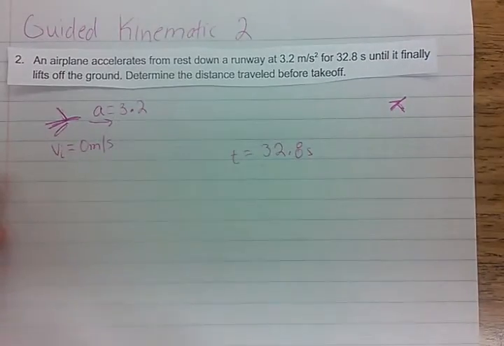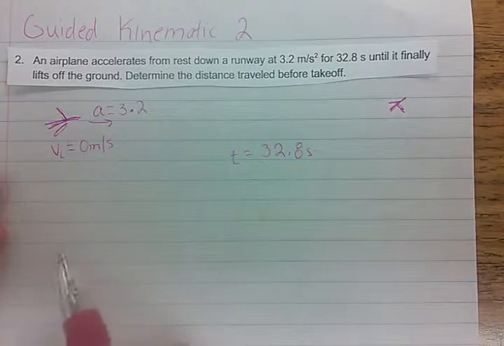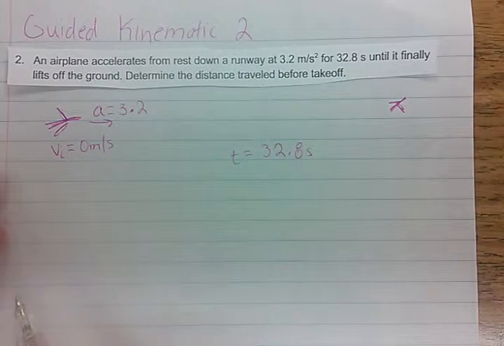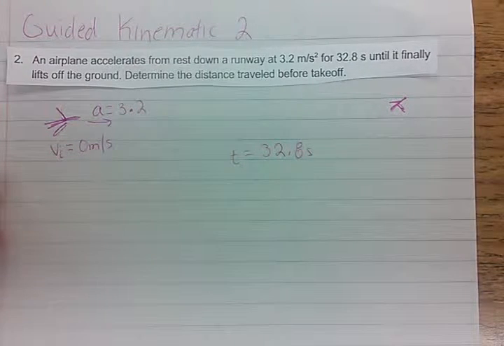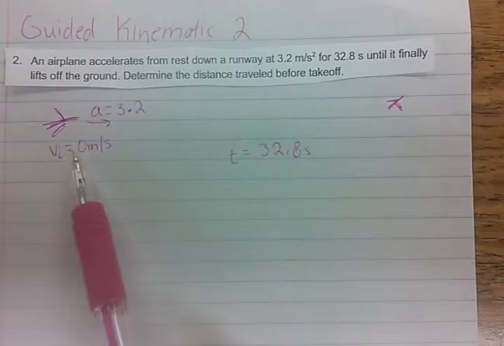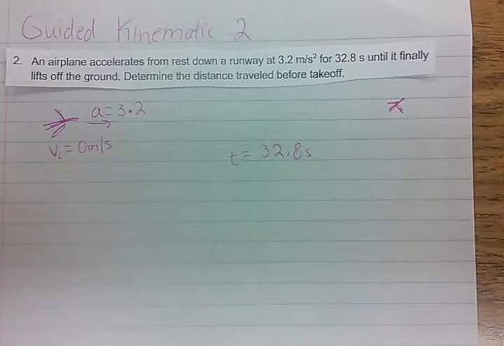So pretty much visualize the problem. Next, do we need to convert anything? No, we do not. Everything is in meters per second and seconds and things like that. Then we have to write down our knowns and our unknowns, and we have most of them. We know our initial speed, we know our acceleration, we know our time.